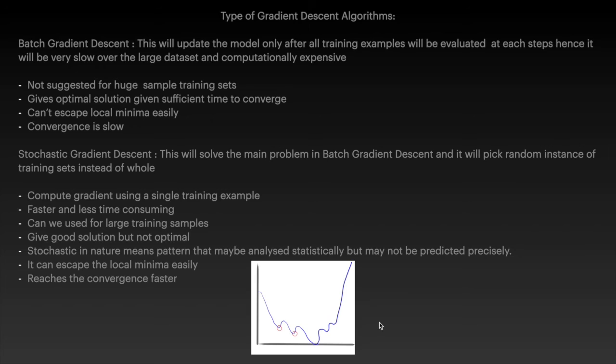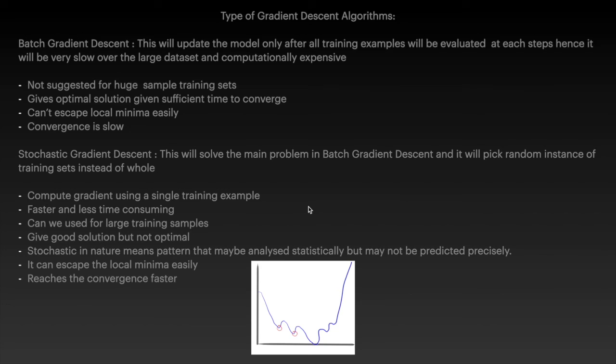Let us discuss stochastic gradient descent. It solves the main problem of batch gradient descent, and it picks a random instance of the training set instead of the whole training set. Computation of the gradient is faster in stochastic gradient descent and less time consuming. It can work over large training samples. It will give a good solution, but not optimal.